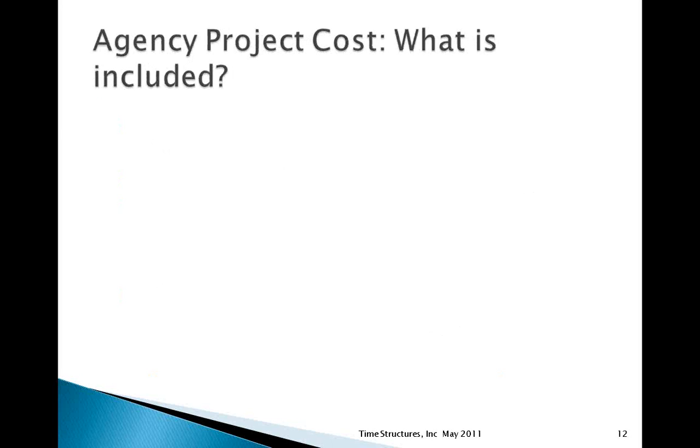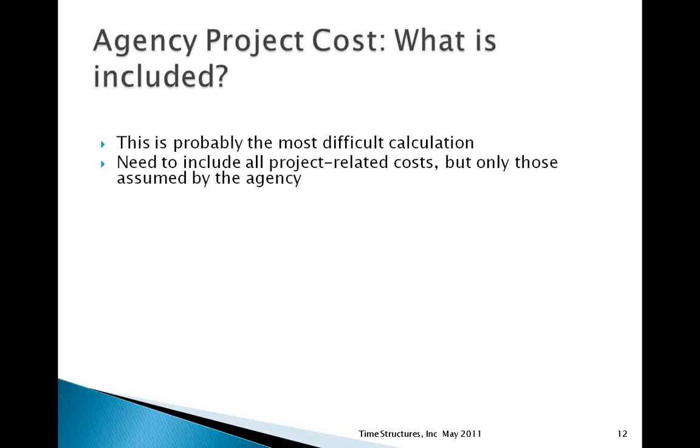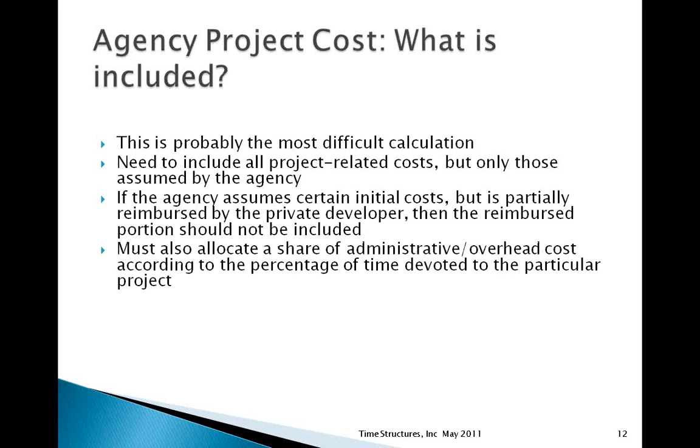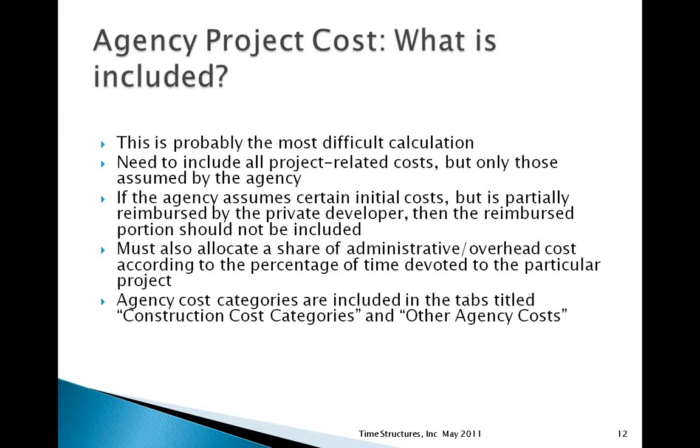So what's included in agency project cost? This is the tough one. Most of the questions we've had about this calculator refer to how to do this. You need to include all project-related costs, but only those that are assumed by the agency. If the agency assumes certain initial costs but is reimbursed, then they should not be included. You must also allocate a share of the administrative or overhead cost according to the percentage of time spent on the particular project. Agency cost categories are in these 2 tabs, one under construction cost categories and the other agency costs.